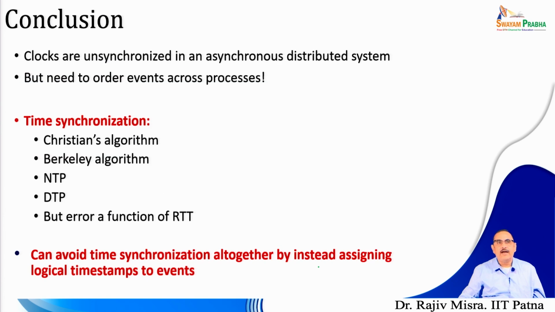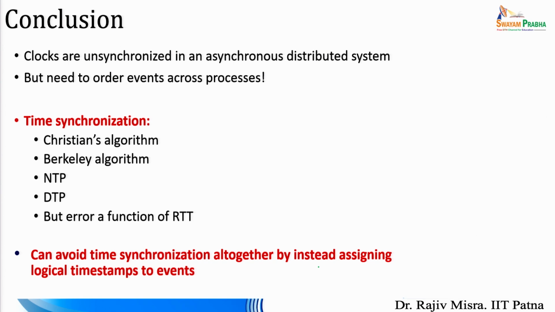So, the conclusion is that clocks are unsynchronized in an asynchronous distributed system, but we need to order events across the processes. We have seen different clock synchronization methods: Cristian's algorithm, Berkeley's algorithm, Network Time Protocol, and data center protocol. We have also seen a method to avoid time synchronization altogether by instead assigning logical timestamps to events.